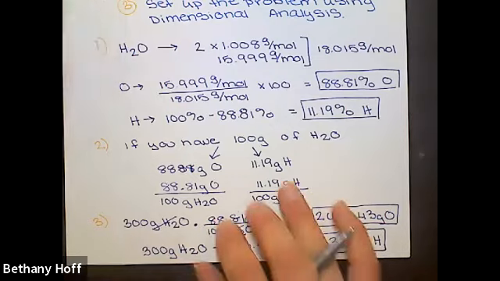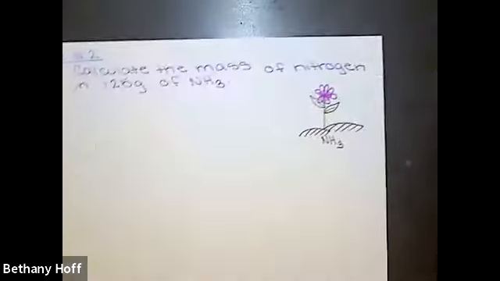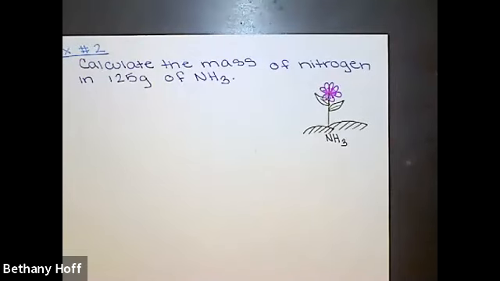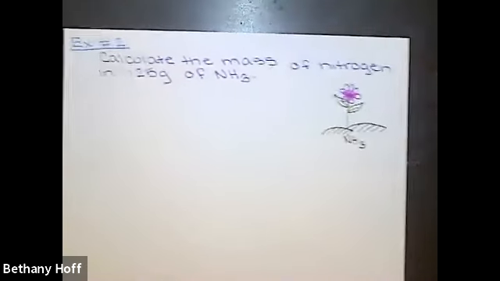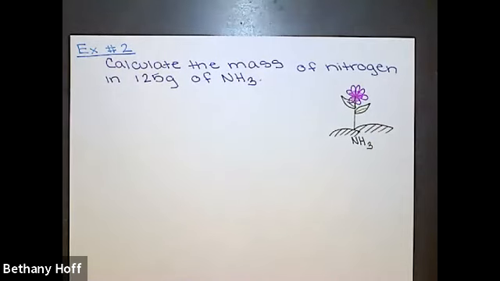Let's go ahead and take a look at one more example. Here, what we're going to do is calculate the mass of nitrogen in a 125 gram sample of ammonia. Have a little picture right here. Ammonia is actually a common substance in fertilizer. It is also used in Windex, so that very distinct smell of Windex, if you've ever used it to clean your windows or a mirror, that is ammonia, and it evaporates very quickly.